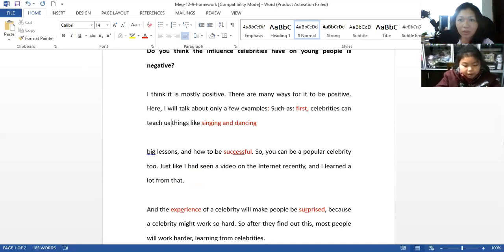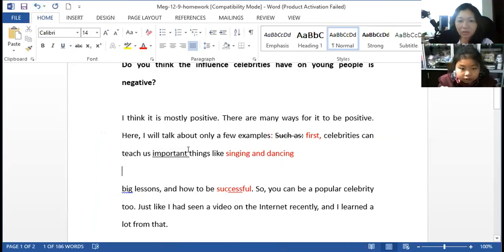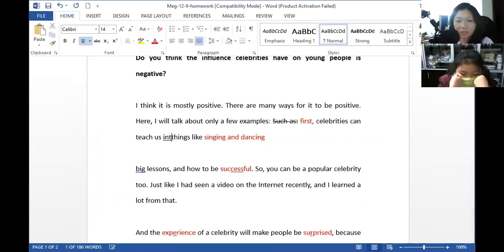Maybe interesting. Okay, interesting. All right, that sounds like a better adjective. Celebrities can teach us interesting things. So we're going to strike this out, just to remember that we struck it out. Okay, so we inserted interesting and we struck out important. Celebrities can teach us interesting things like singing and dancing. Okay, and we put a full stop there.